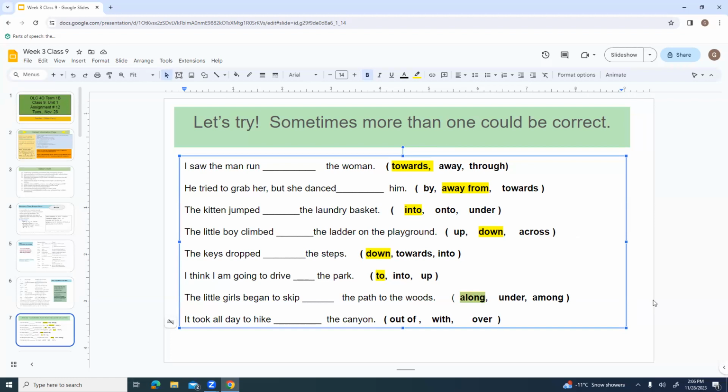It took all day to hike something the canyon: out of the canyon, with the canyon, or over the canyon. So a canyon is like a big giant hole in the ground. So you would use out of, right? You're inside the canyon and you're getting yourself out of the canyon.